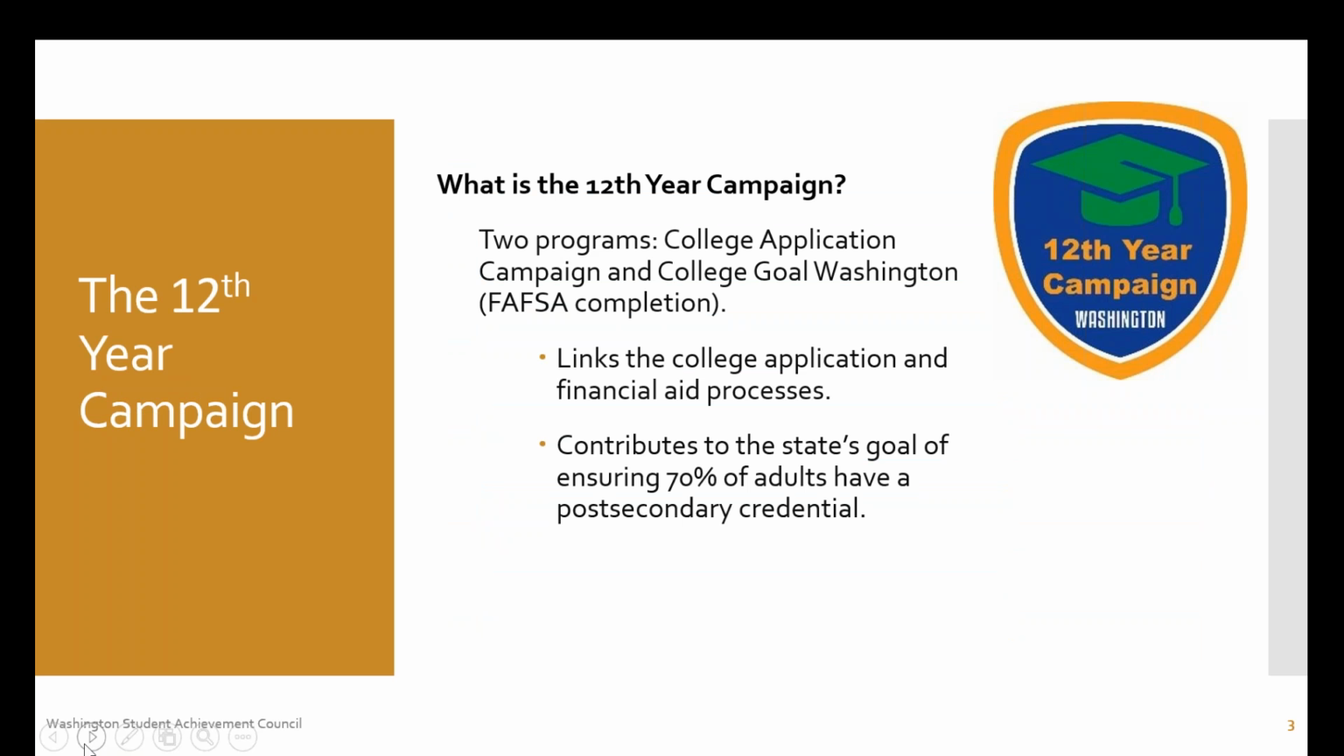So what is the 12th Year Campaign? The 12th Year Campaign is a combination of the American College Application Campaign and College Goal Washington, which is our financial aid completion campaign. It links the important processes of college applications and financial aid, and it contributes to the state goal of ensuring that at least 70% of adults have a post-secondary credential.